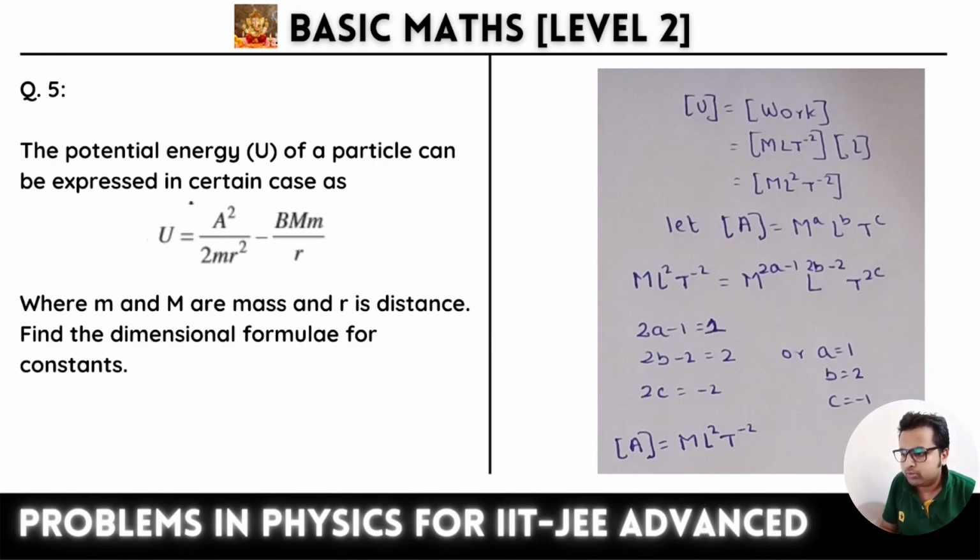So a is 1, b is 2, c is minus 1. So you just substitute that, so you get the answer. So the answer for the capital A dimensional formula is ML²T⁻².